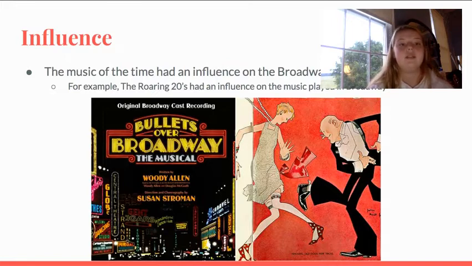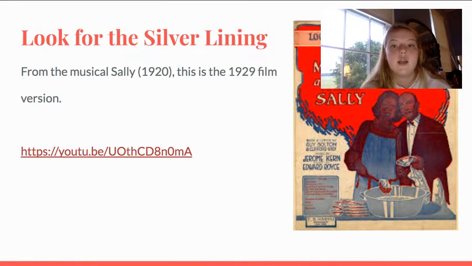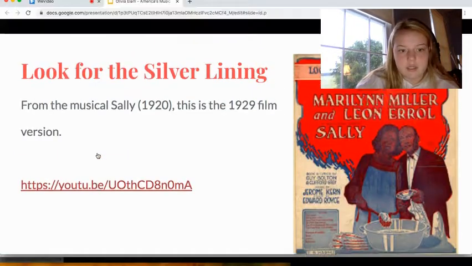The influence. Broadway musicals was influenced by the music of the time, so like the Roaring Twenties was a big influence on Broadway. For example, one of the Broadway influences from the 1920s was the song called "Look for the Silver Lining" from the musical Sally, but this is the film version from 1929.